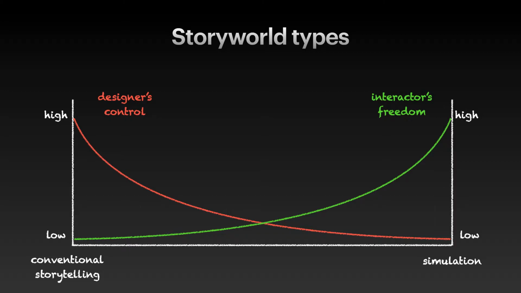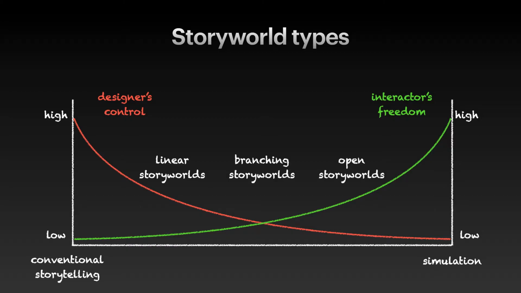Between the extremes, we have three different types of story world. Closest to the conventional storytelling are linear story worlds that I'll explain in this video. When we reduce the designer's control and increase interactor's freedom, we get branching story worlds. And if we continue to this direction, the third type we encounter is open story worlds. I'll come back to branching and open story worlds in the next videos.